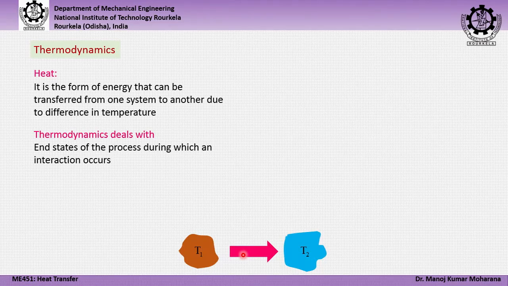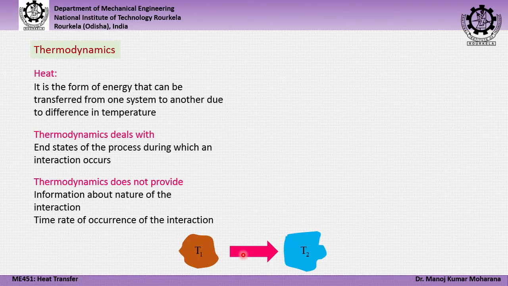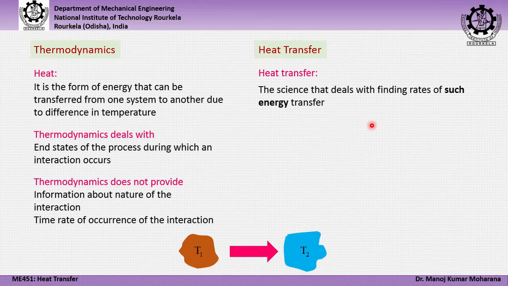The thermodynamics you have studied basically deals with the end equilibrium states only, and it does not talk about the time rate of occurrence of this interaction. That means, what happens in between these two equilibrium states, we basically do not study in the subject thermodynamics. Whereas, in the present subject titled heat transfer, we will study what is happening in between these two equilibrium states.